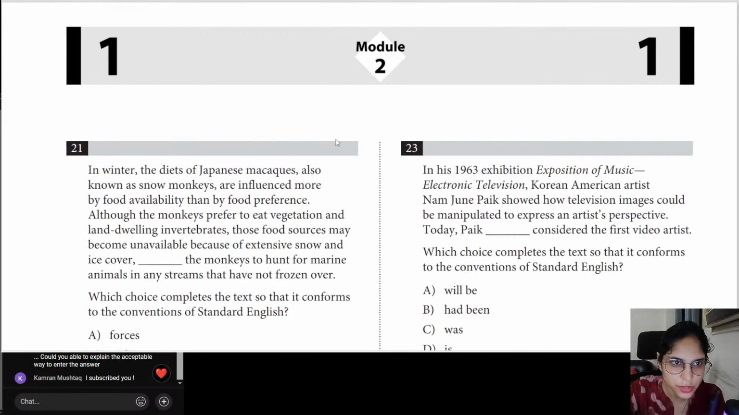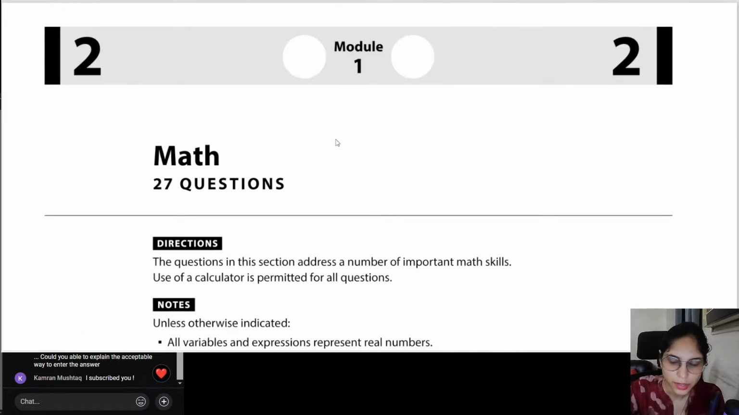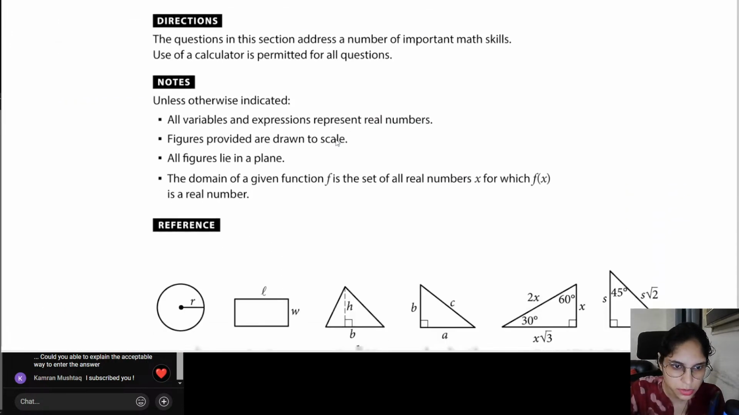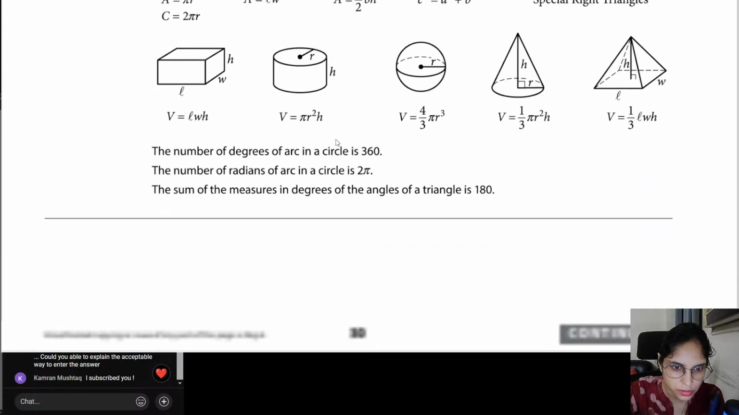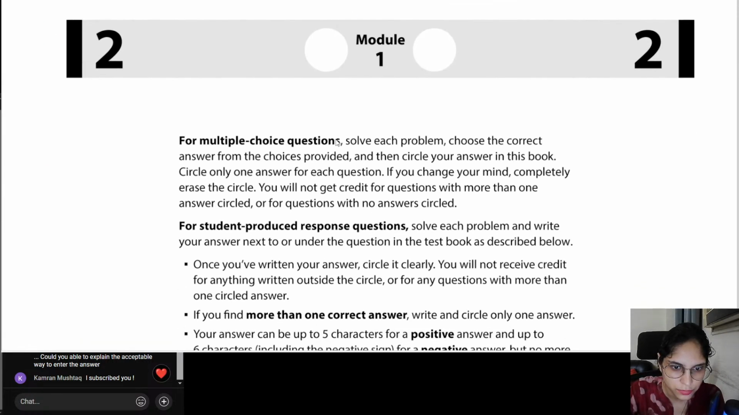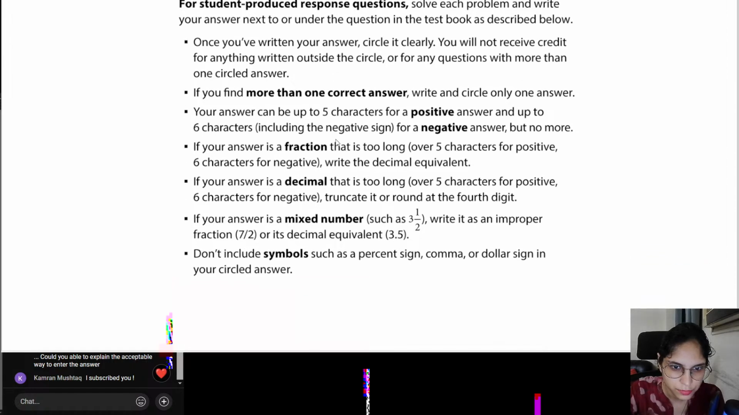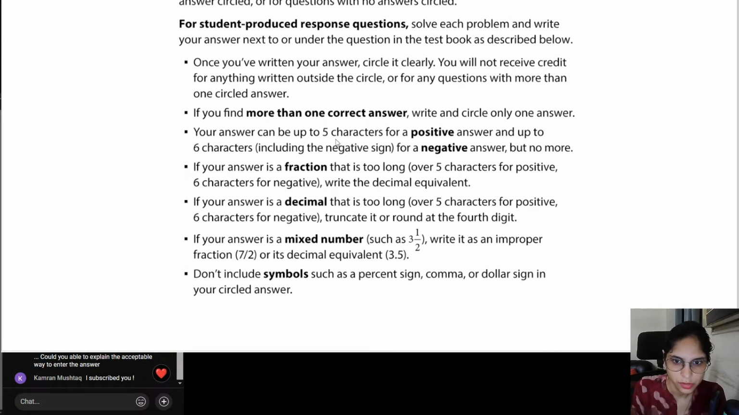Okay, this is also the reading section. In maths, module 1 has 27 questions. So yes, they have 27 questions. Over here, if you find more than one correct answer, you can circle only one answer for student response questions, student produced response questions.